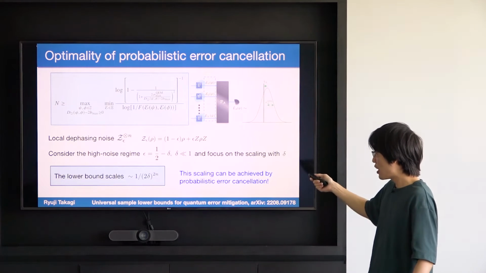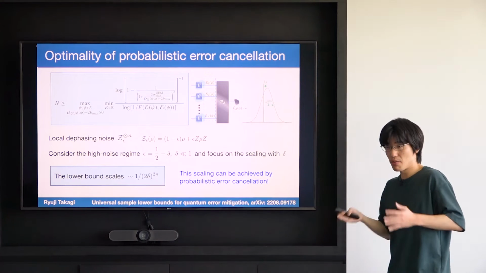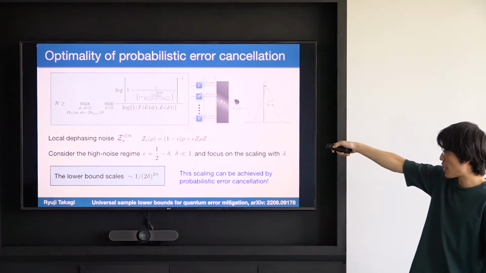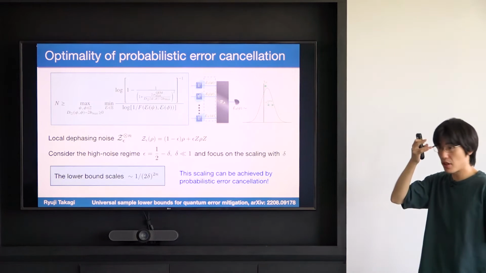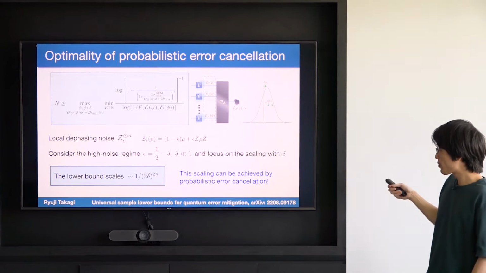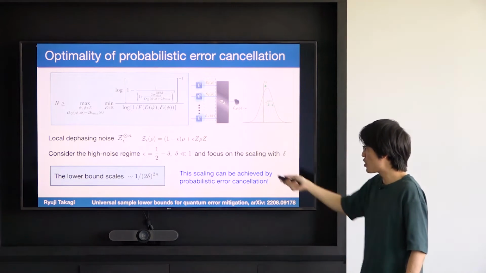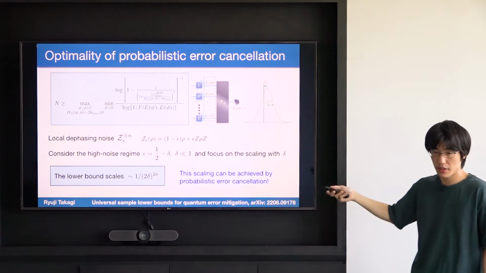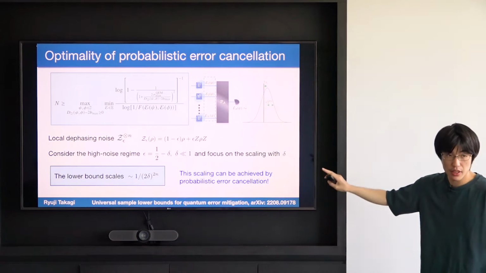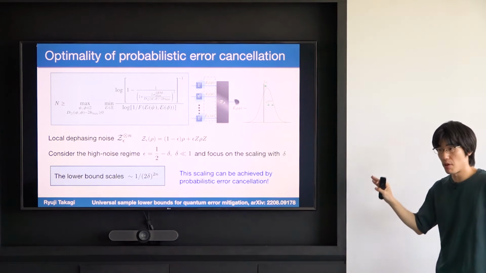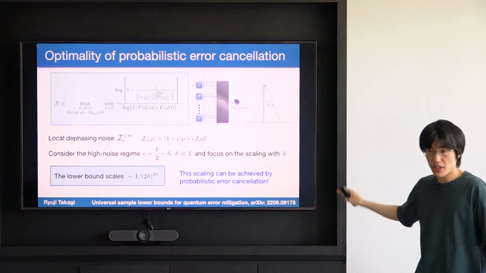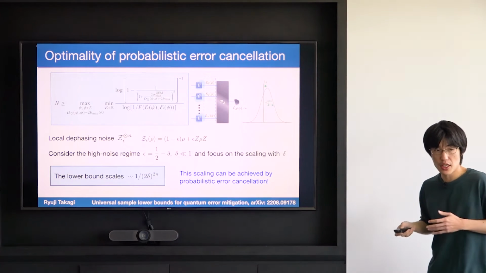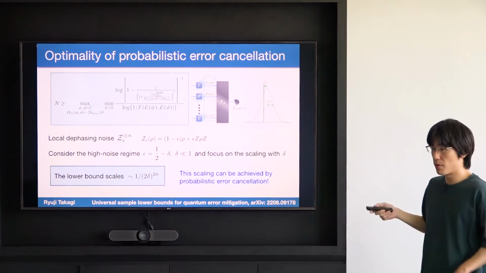So again, look at the local dephasing noise. If you look at the high noise regime, then the lower bound, the right-hand side of that, and if you look at the dependence of this error on noise strengths, then you can show that this lower bound scales like this. But this scaling can also be achieved by the probabilistic cancellation. So in this sense, you can see some type of optimality of the probabilistic cancellation.